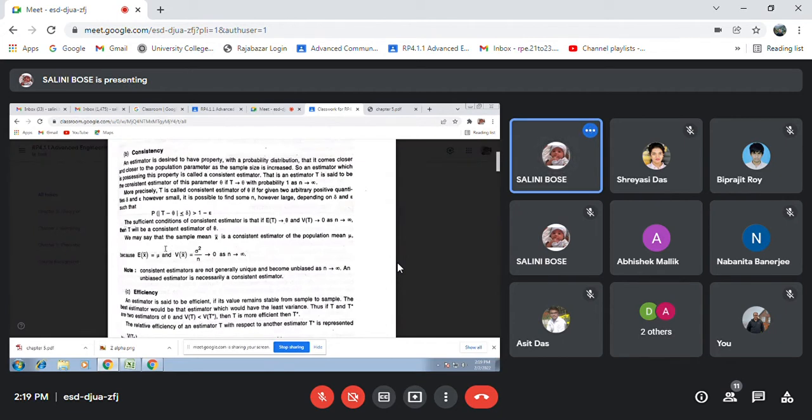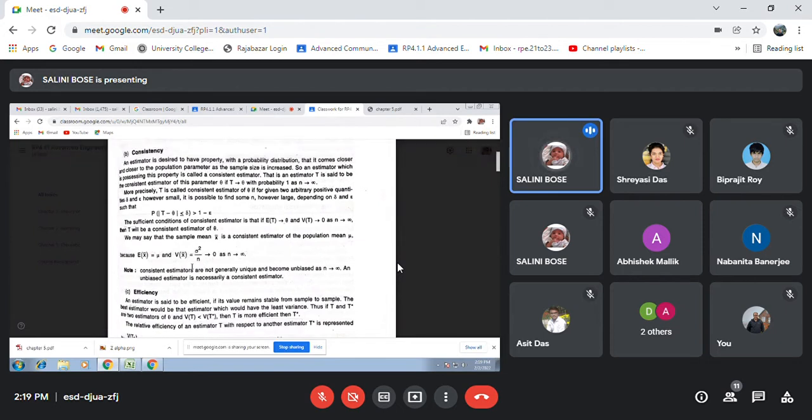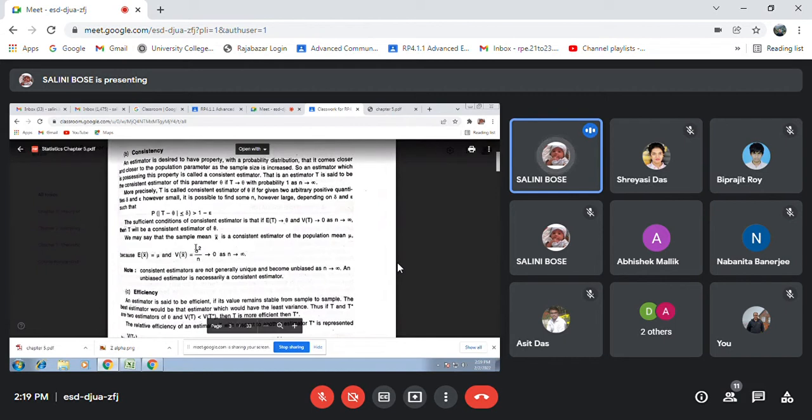For example, this is for simple random sampling with replacement. Here we know the formula: variance of x bar is equal to sigma square by n. So to be consistent, if n tends to infinity, if the sample size is very high, then the variance of x bar will be very small. So that is called consistent.